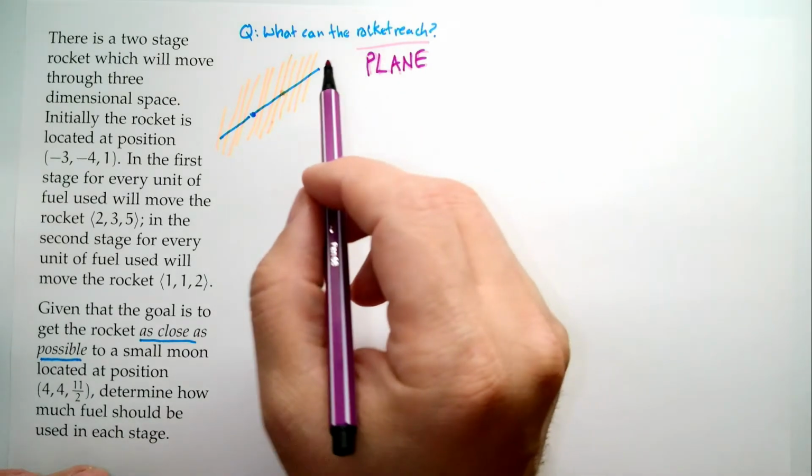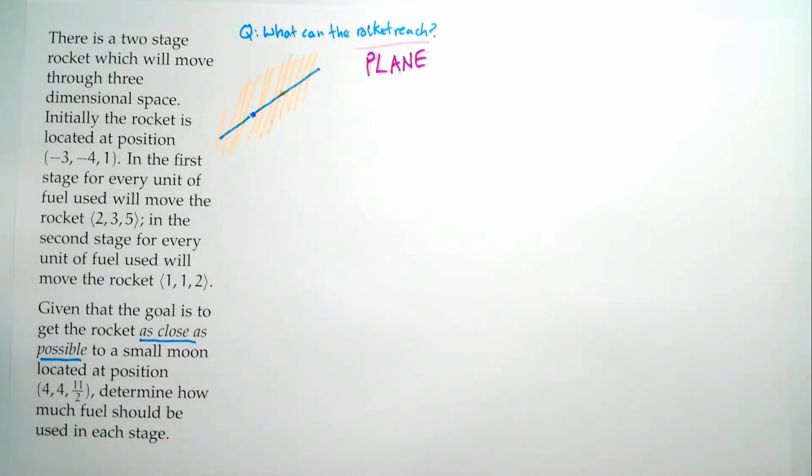So now we have a sort of partial answer to what can the rocket reach. We know it's a plane. But that's not really an answer. It's just sort of the category. What we want is, which plane is it? So we have to start thinking, how can we form a plane? Well, what information do we need to make a plane?